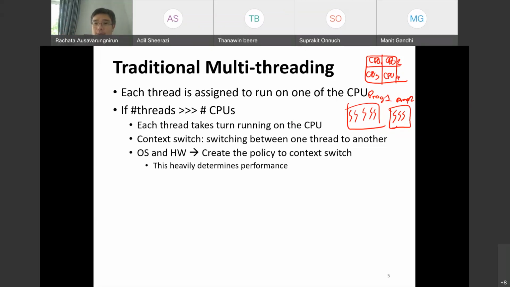Anyone heard about Intel hyperthreading? This thing called hyperthreading? When you buy a CPU, it can say, hey, this thing supports hyperthreading. So hyperthreading is a hardware thread context. Basically, it's a hardware context switch. It is really fast, but it can only typically support 2 threads.